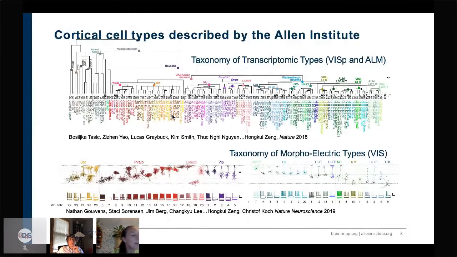But how well ME properties and transcriptomic properties agreed, basically how to solve the correspondence problem between the three modalities, remained to be addressed and would require a different method.